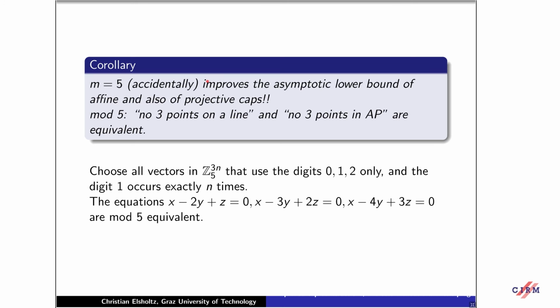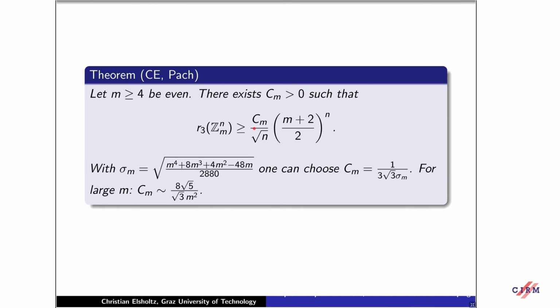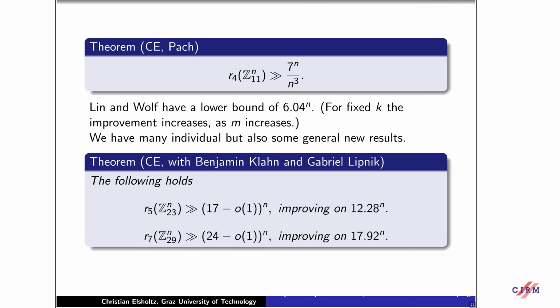And yeah, actually, the modulo 5 case I mentioned earlier gave a cap, and that was surprising because at that time we didn't think about caps. And in the even case, you have m plus 2 instead of m plus 1. So if m is very small, this is a decent improvement. And so for k progressions, I worked out first some individual cases, and I got 7 to the n over n cubed, and 7 was an improvement on this result by Lin and Wolf, which had 6.04.